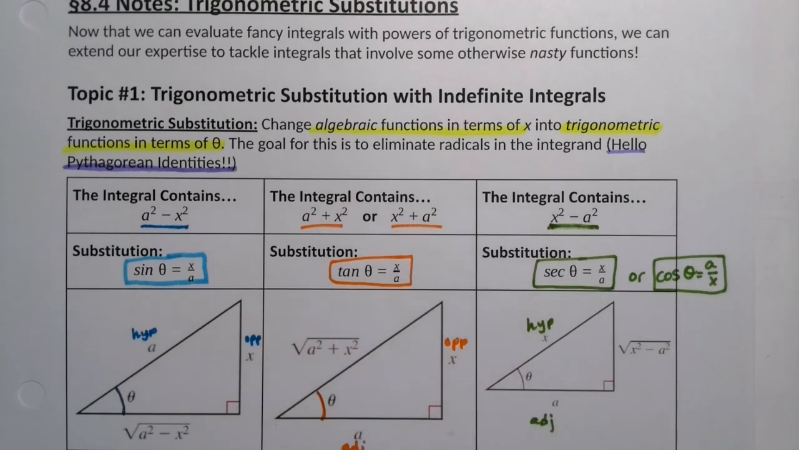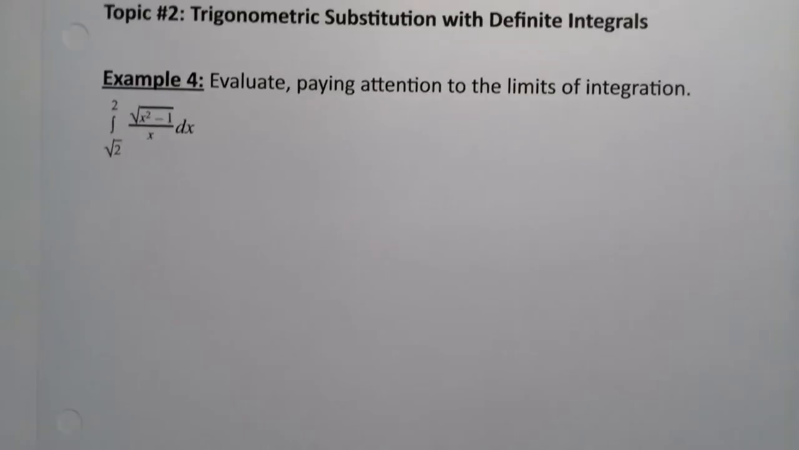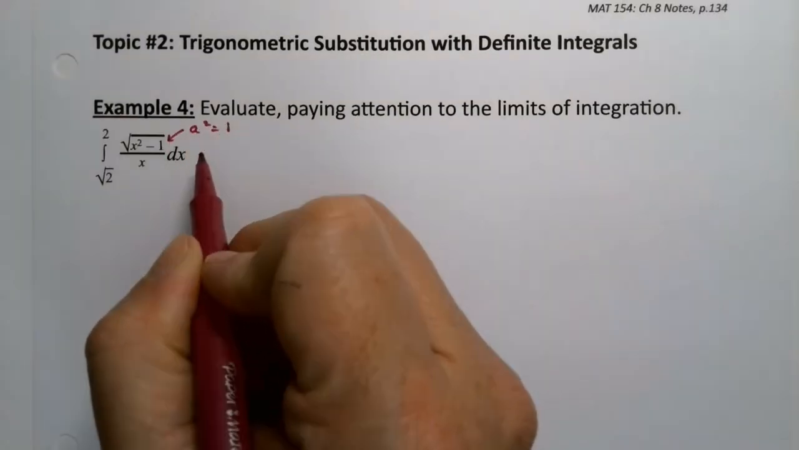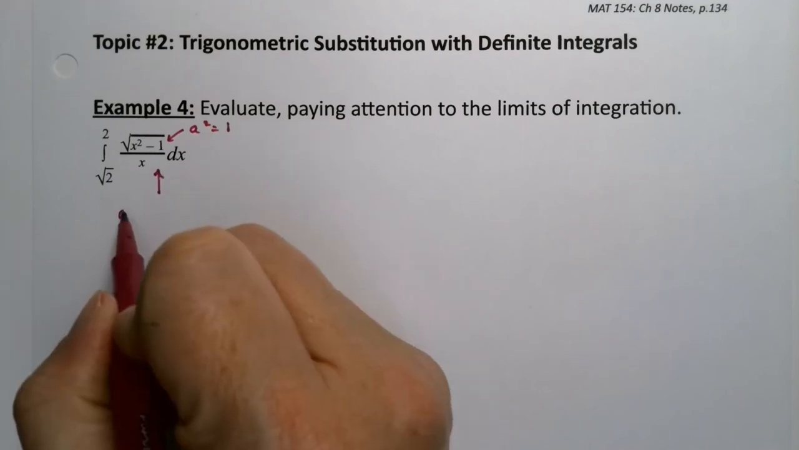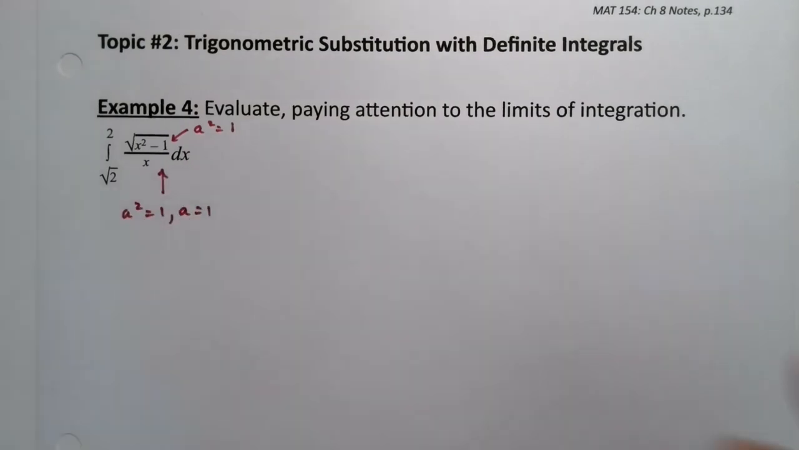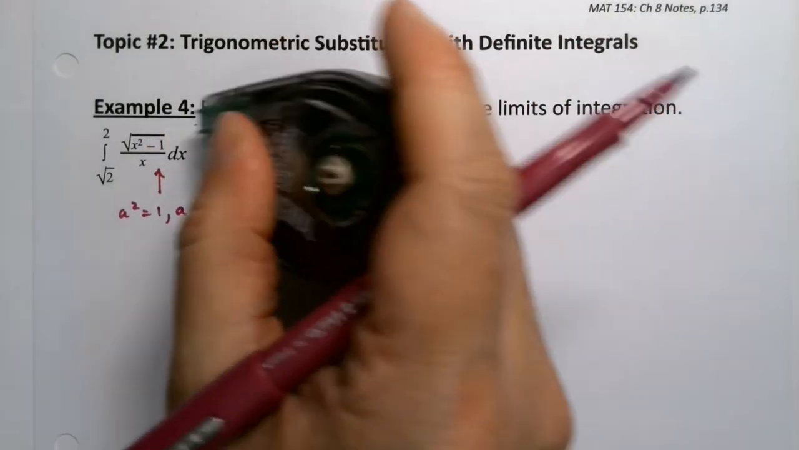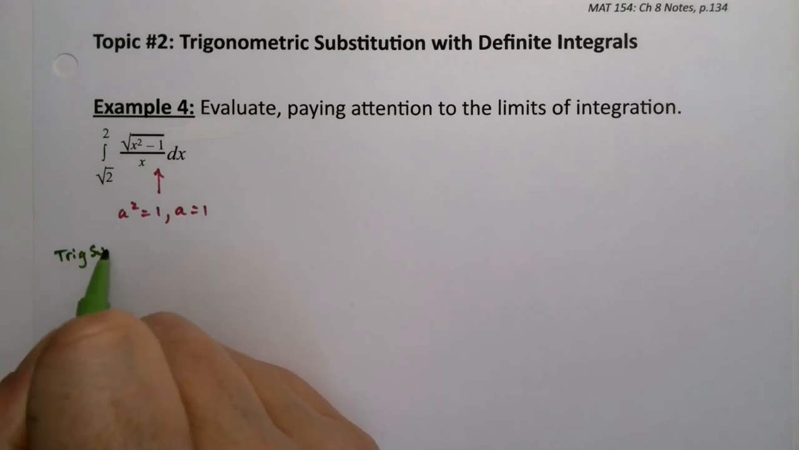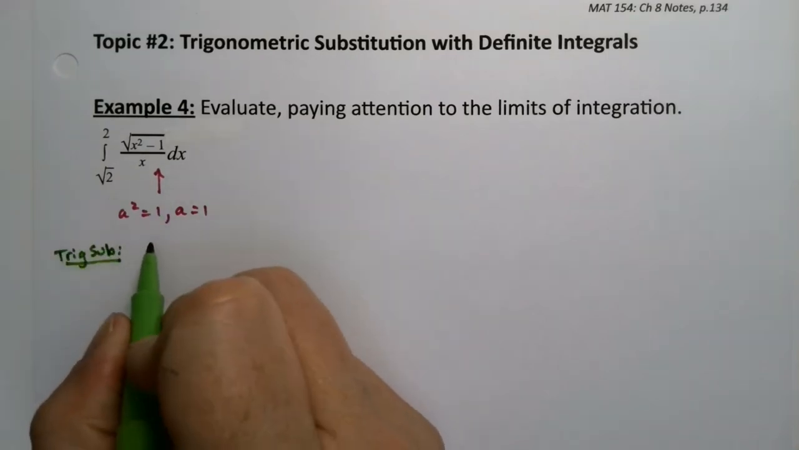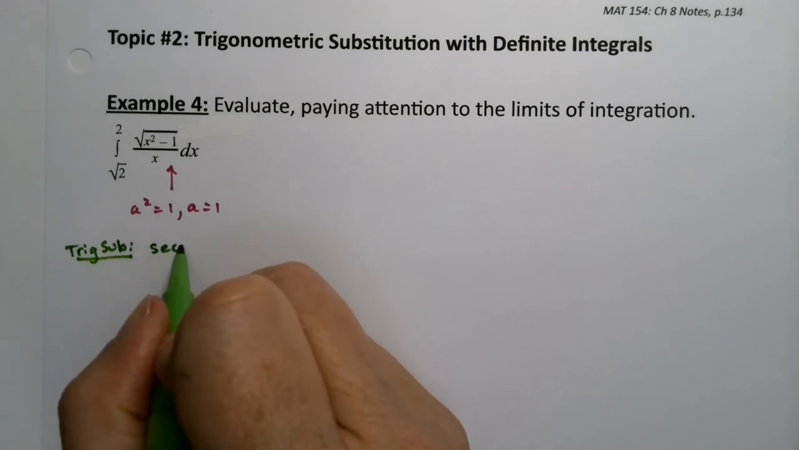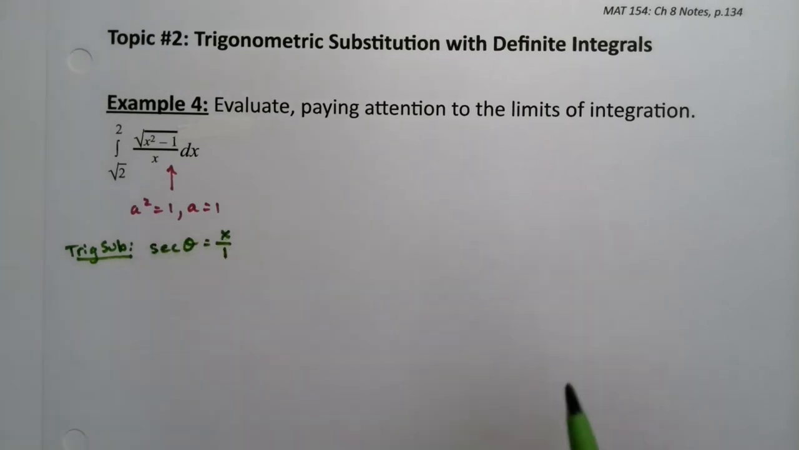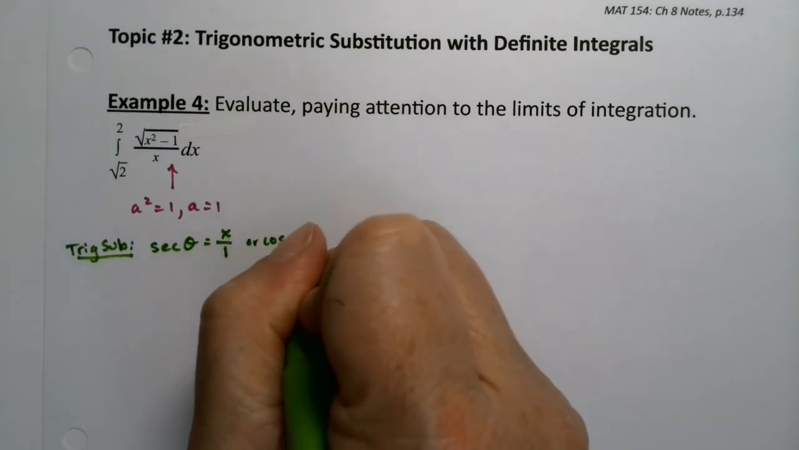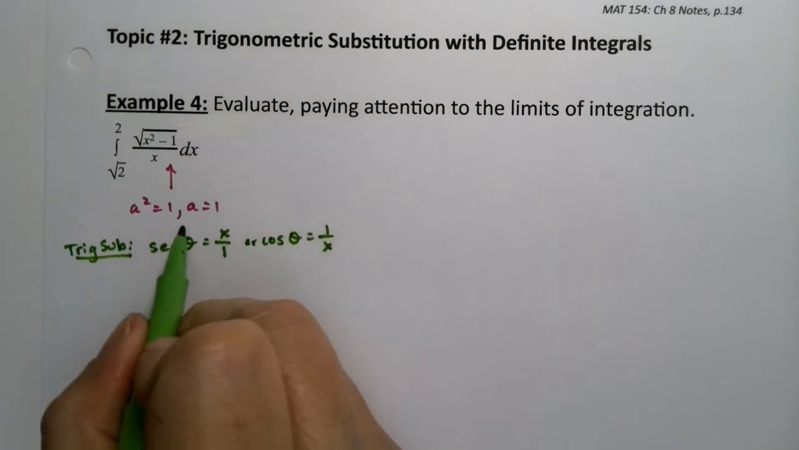Our favorite, the secant of theta, is x over a. Okay, so you'll notice that a squared is 1. So actually, let me put that down here. A squared is 1, so a is 1. All right, and then we'll be using our trig sub, from which everything will fall, which is that the secant of theta is x over 1, right? Because a is 1 for us. Or if you like, the cosine of theta is 1 over x. That is our trig sub.